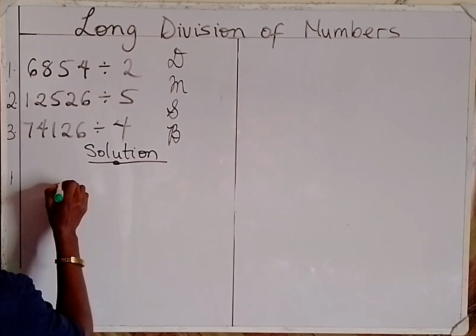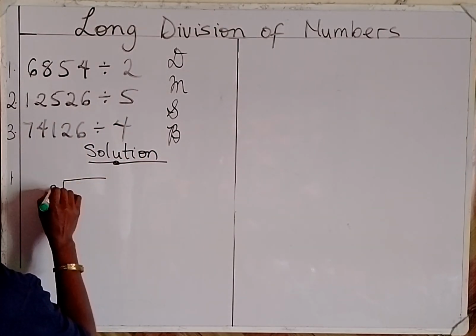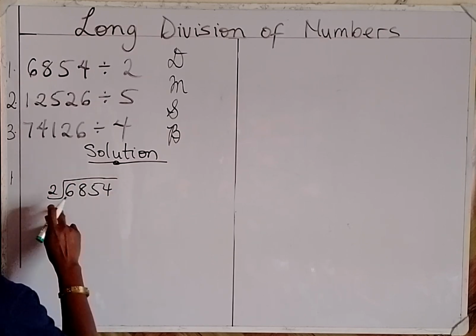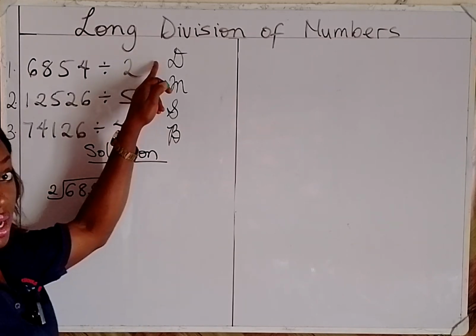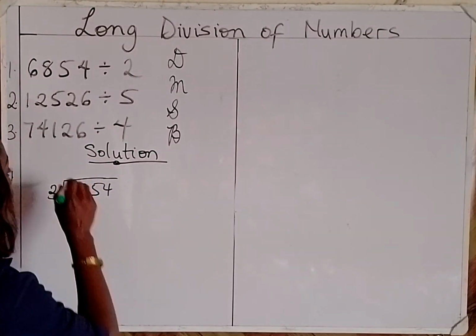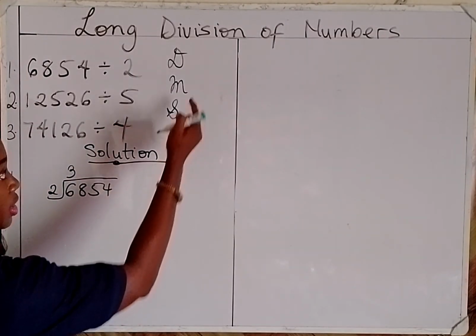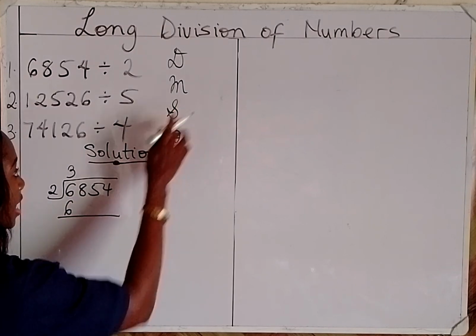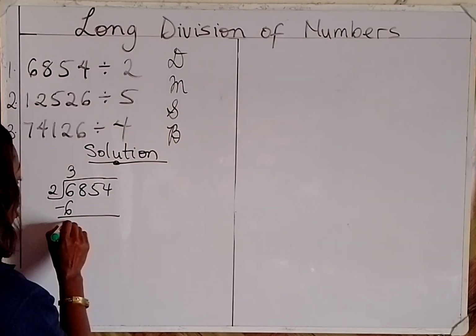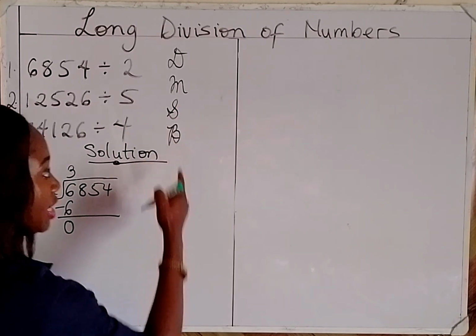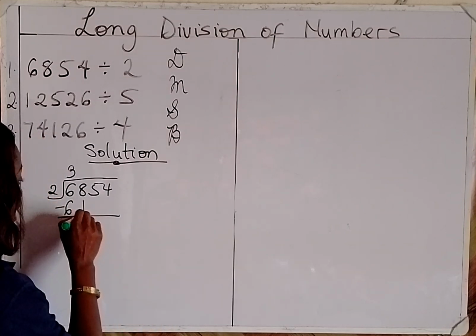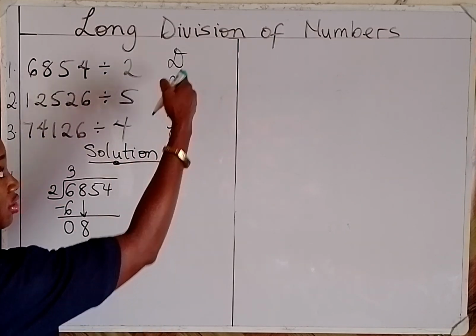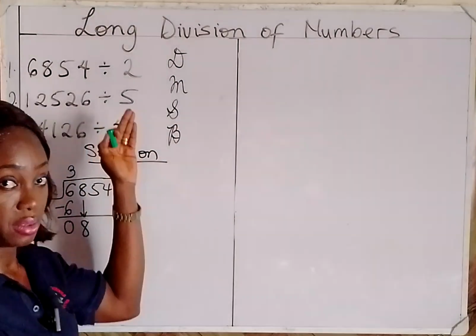Now, question 1. We have 6,854 divided by 2. The first step is to divide, right? 6 divided by 2 gives us what? 3. Then we multiply. 3 times 2 is 6. Next step is to subtract. 6 minus 6 is 0. And the last step is to bring down the next number, which is 8. 8 into 2, then the process of division starts again from the beginning.